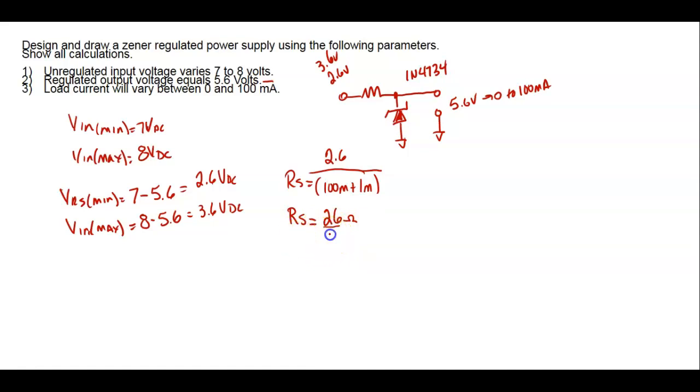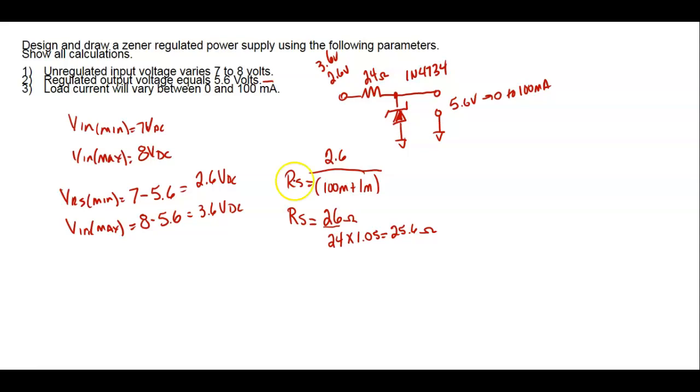So what we're going to choose is 24, and then we're going to multiply it by 1.05. What does that give me? 25.6. So this guy's going to be good, right? So we're going to use a 24 ohm resistor for RS. Then I know the ohm value. What's the next thing we need to do?